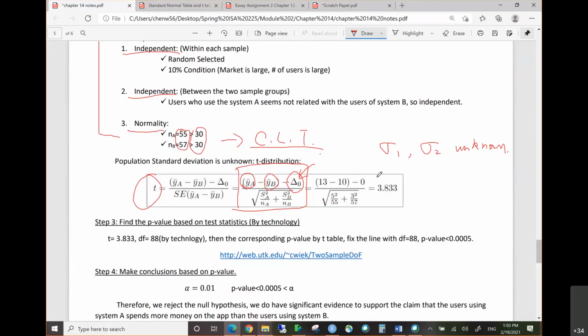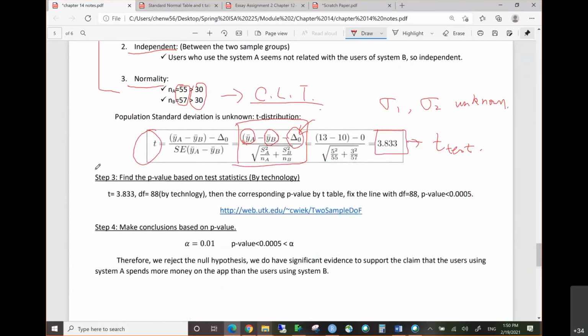And then after you calculate that, you have this value. This is the t-test statistics. This step is very important because it will decide the next step: you go to the z table or the t table.